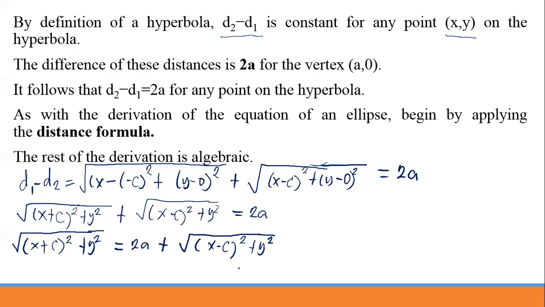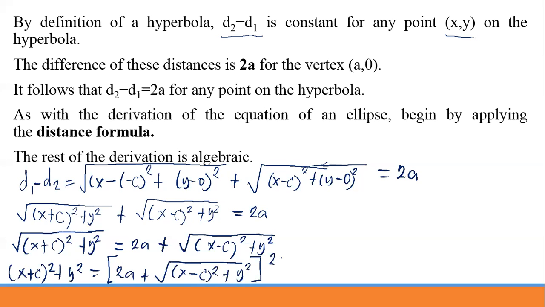Okay? Then after that, square both sides. So if we are going to square both sides, so the result is, since we squared na sila, so x plus c squared plus y squared, para matanggal yung radical sign, tama? So this is 2a plus x minus c squared plus y squared. Ayan. And then expand the squares. So wala na tayong space. Next slide na lang. So expand the squares.